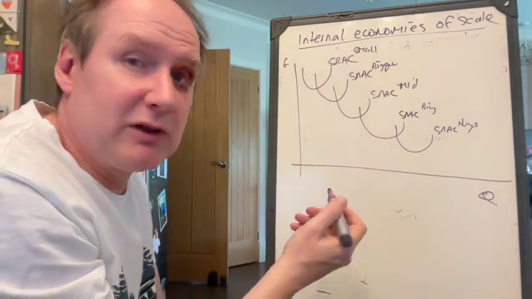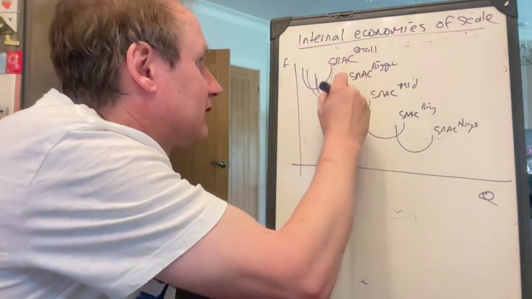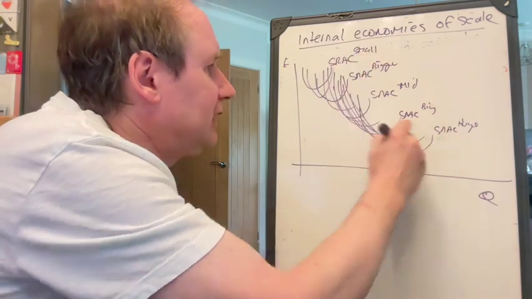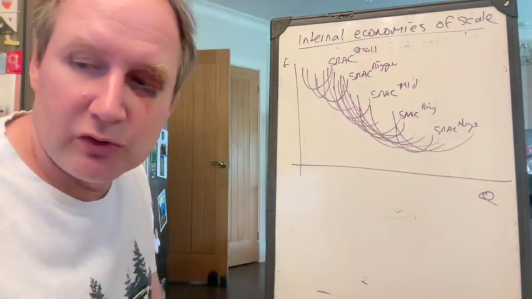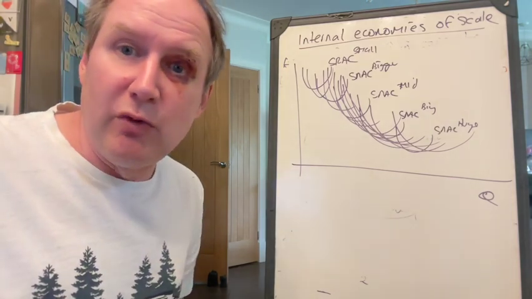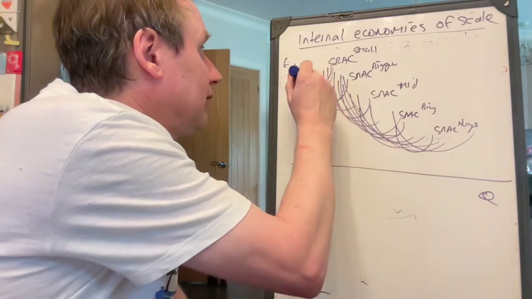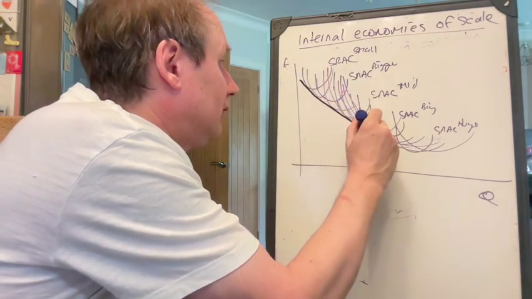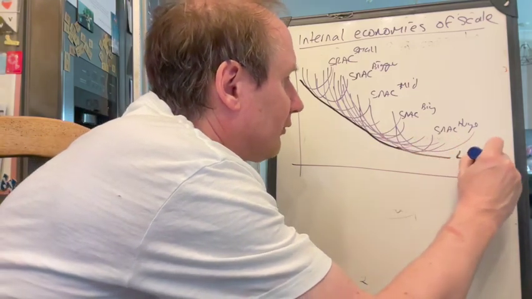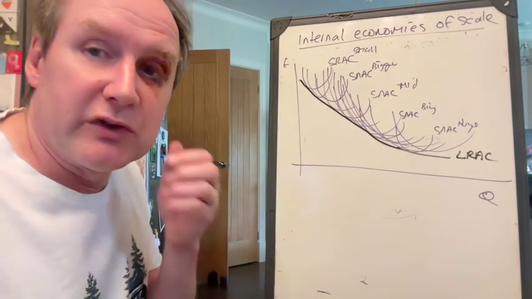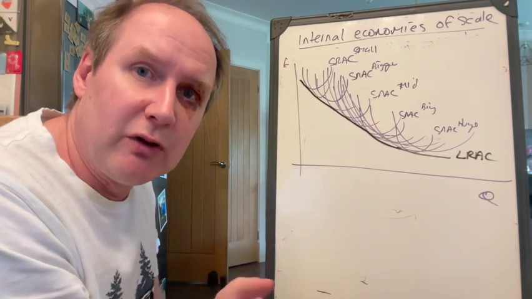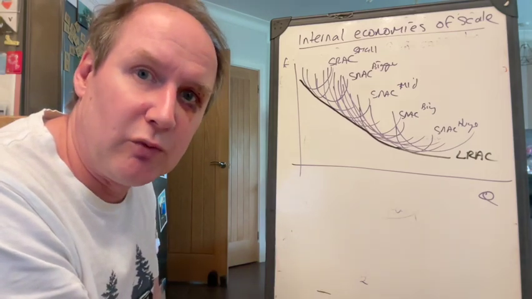So I could add in some intermediate ones. I could add in some more like that. There's another one, and another one. Every possible size of this firm has its own short run average cost curve. And what we can say, therefore, is that the firm can choose where it wants to be. That is this firm's long run average cost curve. As we move from one scale to another, the long run average cost curve is showing the firm its various options. What plans could it have?